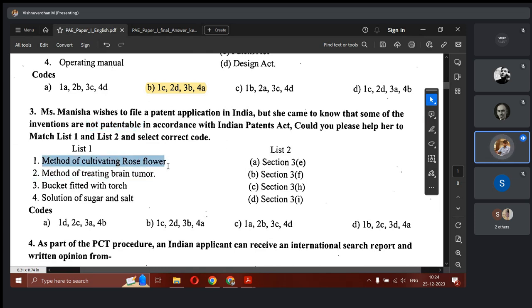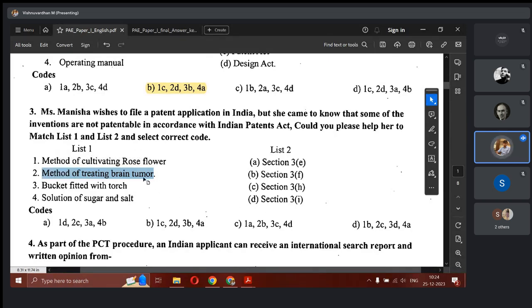Method of cultivating rose flower. Second, you talk about flower, it comes under horticulture or agriculture, section 3H. So 3H would be C. Okay, 1C. Then method of treating brain tumor. This comes under section 3I, for injection. That will be a surgical method. So 2 will be D.